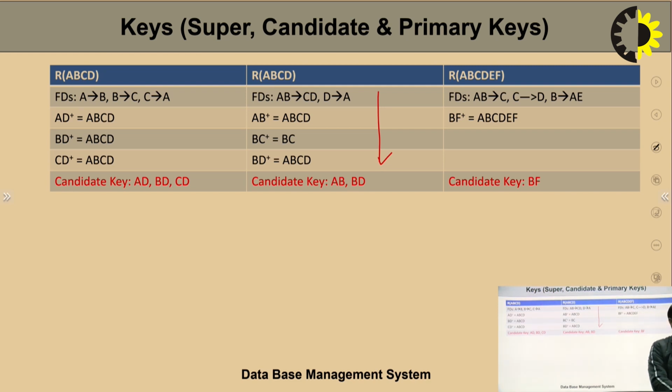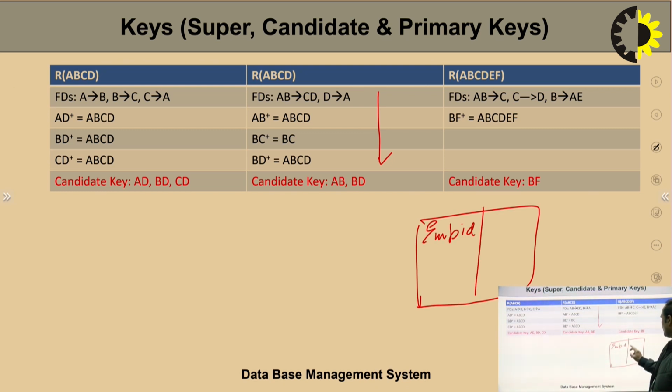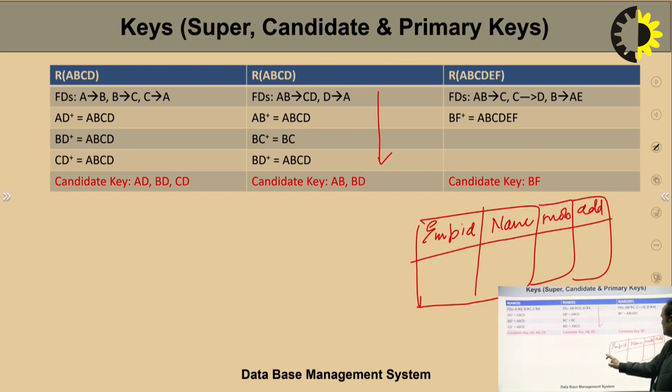Primary key is also a candidate key. Suppose we take an example of an employee record: employee ID, employee name, employee mobile number, and employee address. In this particular table, we can easily find the candidate key, and employee ID is the candidate key that can also be the primary key, because it is a unique attribute that can be used to identify all the records of the employee table.